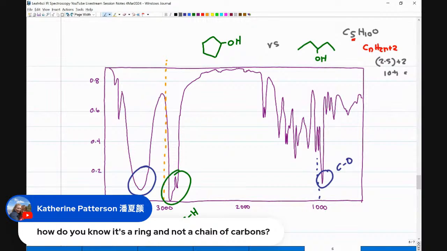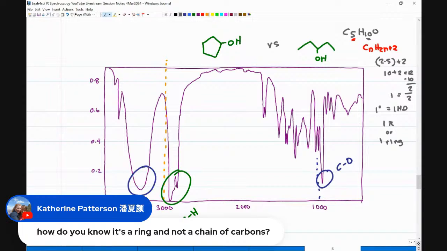Am I jumping ahead of myself? 10 plus 2 is 12. We only have 10. So 12 minus 10 is 2. Divide that by 2 equals 1. We have 1 degree as our index of hydrogen deficiency. This tells us that I have 1 pi or 1 ring. And because we know we don't have any pi bonds, given that we don't have anything showing up on the graph to prove a pi bond, we know that it's a ring.